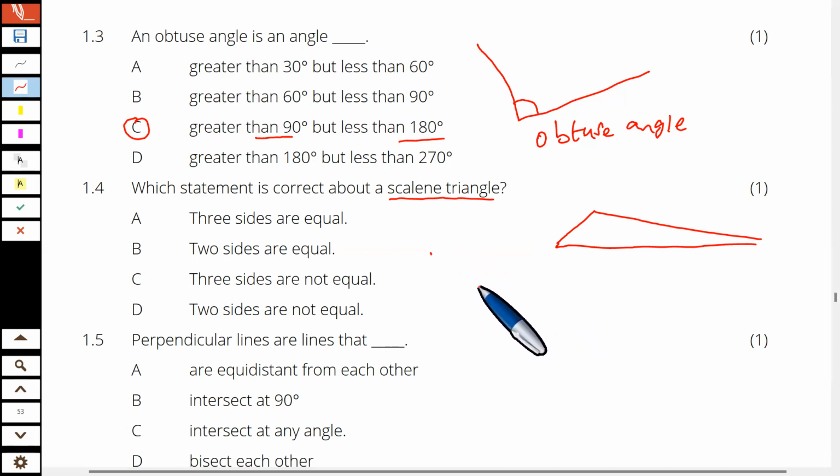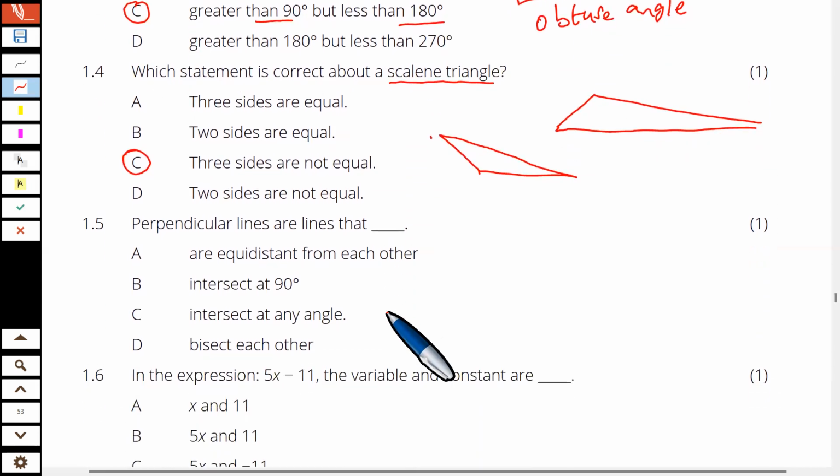Okay. It can even have these. But all the sides are different. So three sides are not equal to each other. Okay, so 1.4 is C. Three sides not equal to each other. Okay. Right, so next we're looking at 1.5.